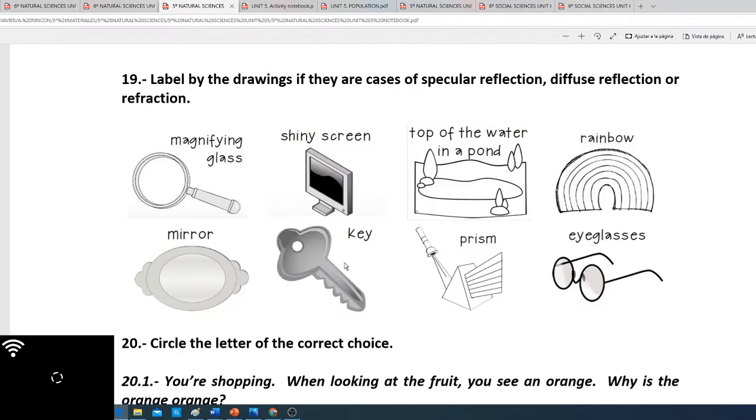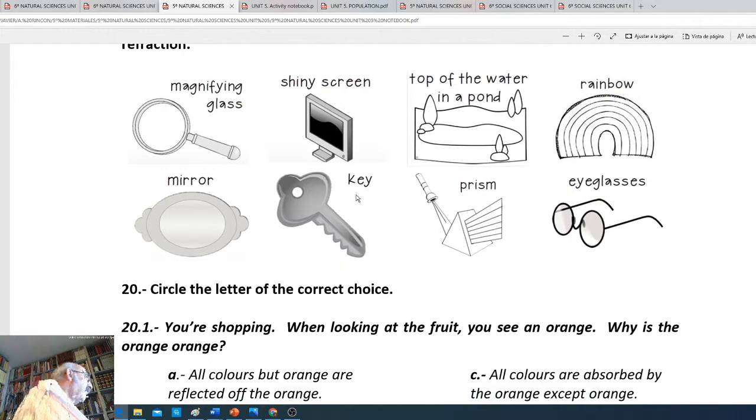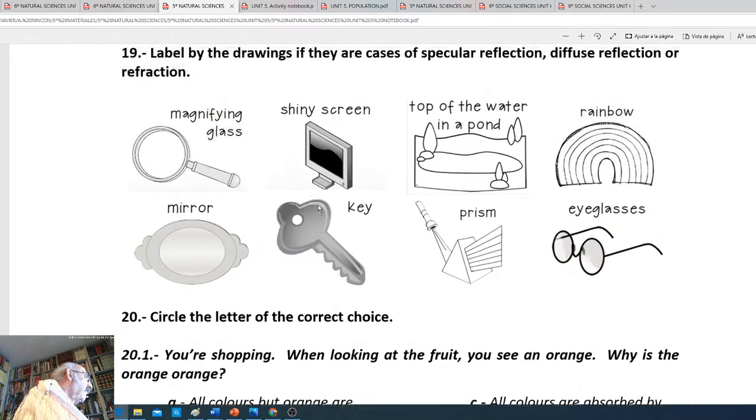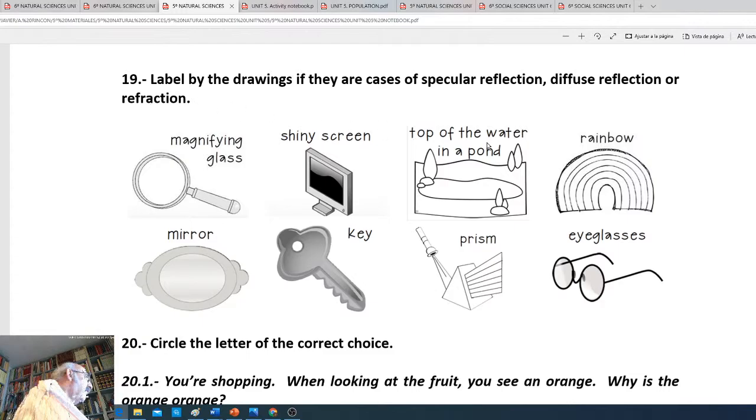What about the key? What is a key an example of? Can you see through the key? If not, this is not refraction. This has to do with reflection, but you need to choose between specular or diffuse. What do you think about the key?